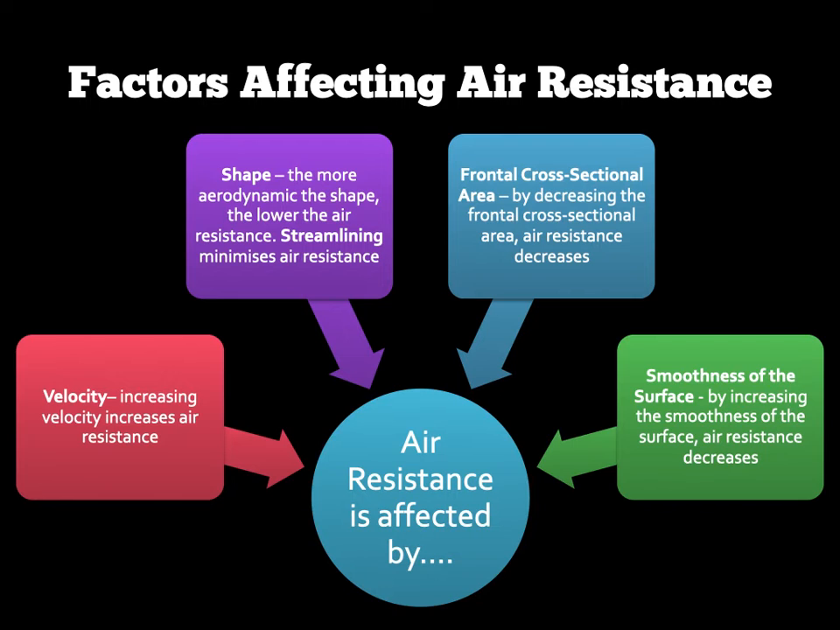The final factor is the smoothness of a surface. If we make an object smoother in terms of surface characteristics, we can reduce air resistance. Again, good examples. 100-metre sprinters now all wear lycra. Smooth surface, reducing air resistance, making them go faster. Swimmers the same. So think about smooth surfaces speeding that person up. So these are the 4 main factors that affect air resistance and can help us to reduce air resistance.